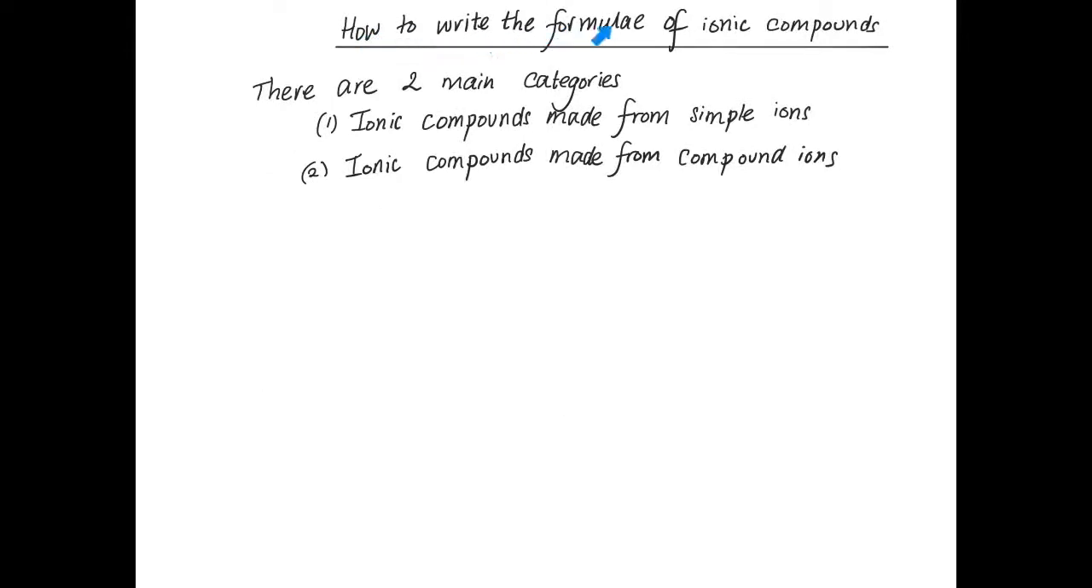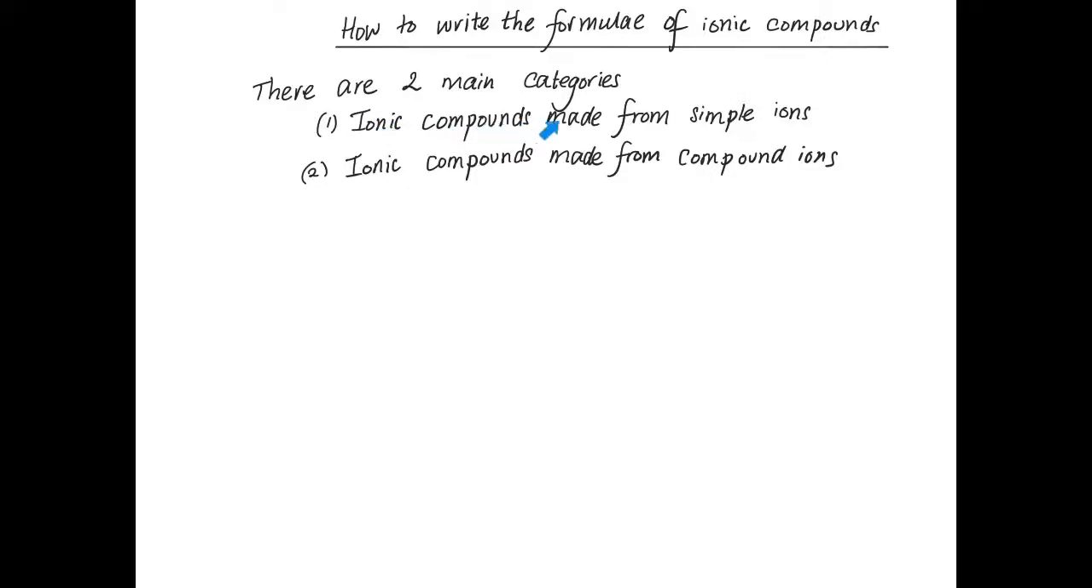How to write the formula of ionic compounds. So remember, an ionic compound is a compound that's made from a metal and a non-metal reacting together. The metal gives away electrons to get a full outer shell, and the non-metal gains electrons to get a full outer shell. And the easiest way to write this is to recognise there are two different types of ionic compounds you're probably going to come across.